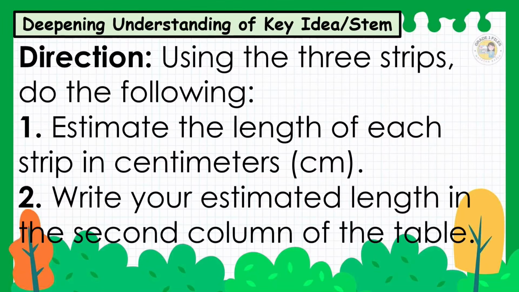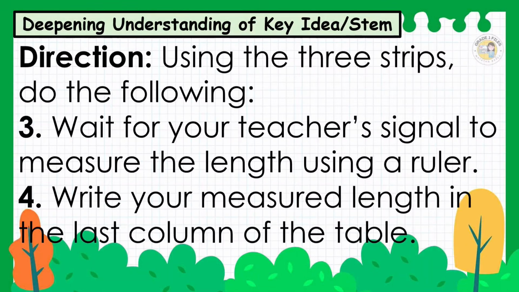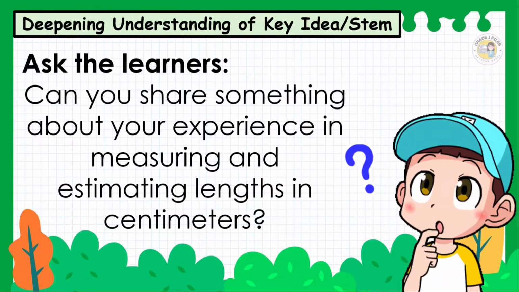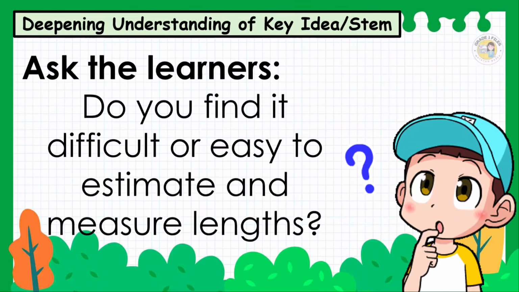Using the 3 strips, do the following. Number 1, estimate the length of each strip in centimeters. Number 2, write your estimated length in the second column of the table. Number 3, wait for your teacher's signal to measure the length using a ruler. Number 4, write your measured length in the last column of the table. Can you share something about your experience in measuring and estimating lengths in centimeters? Do you find it difficult or easy to estimate and measure lengths?